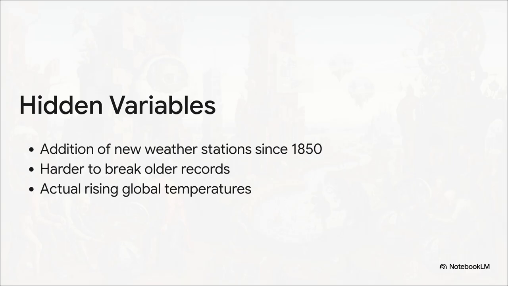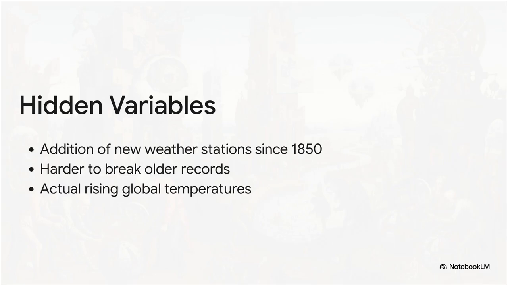Well, the source breaks down 3 hidden variables. First, the addition of new weather stations since 1850. That means there are simply way more places that can even record highs. Second, the sheer time elapsed makes historical records inherently harder to break. And third, actual rising global temperatures. When you mix all 3 of those into a single ratio, it becomes a mathematical sleight of hand that completely hides the physical truth.